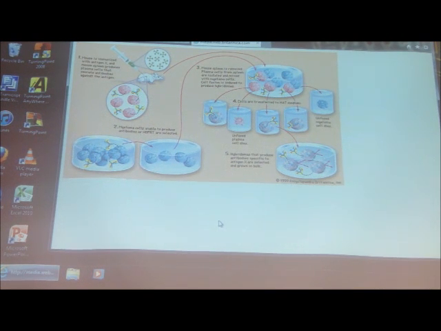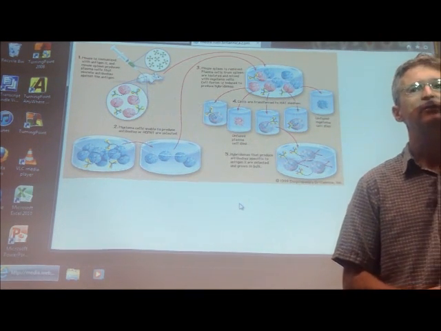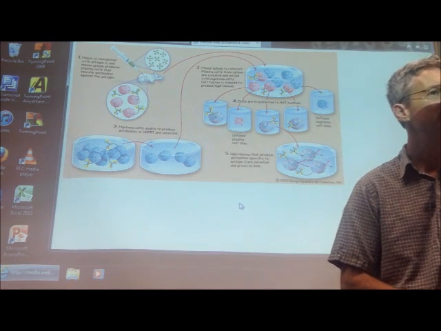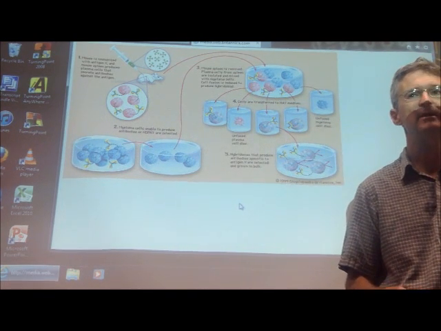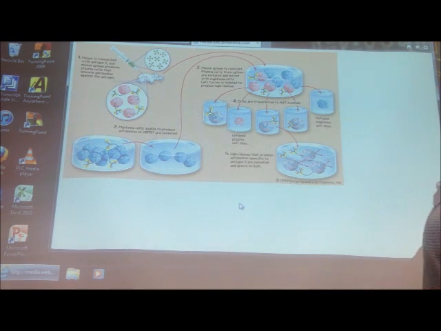Okay, so here we're going to have two different cells that we're going to fuse together to create a cell we call a hybridoma. A hybridoma is two cells fused together, and that's what we want. In the end, we want a hybridoma which produces antibodies.